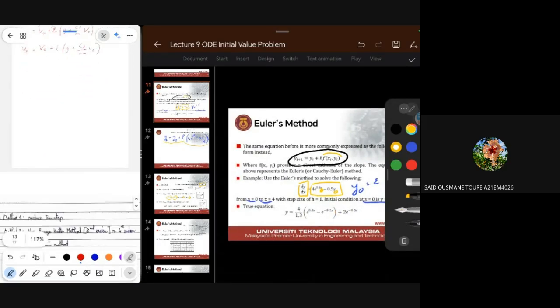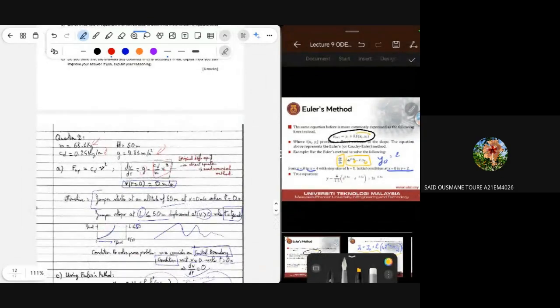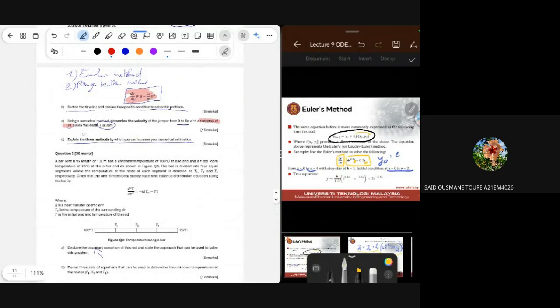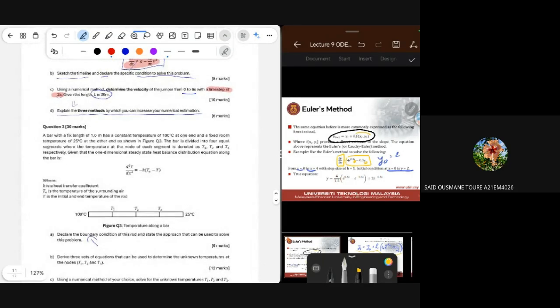So to recap, no, hold on, we are not done yet. If the initial is mentioned, it is an IVP. If the initial and the final conditions are mentioned, it is a BVP. So be careful if the final condition is also mentioned or not.